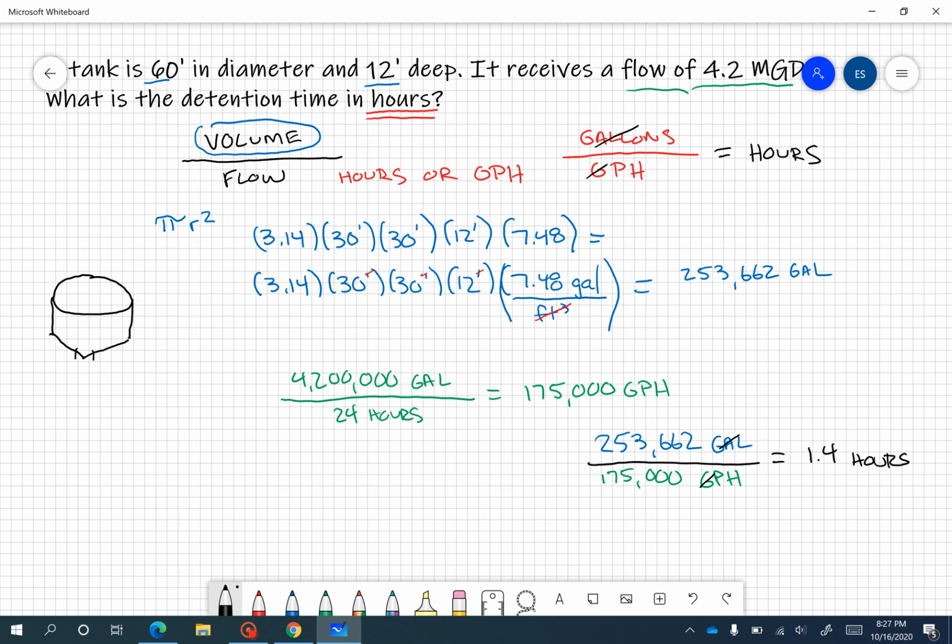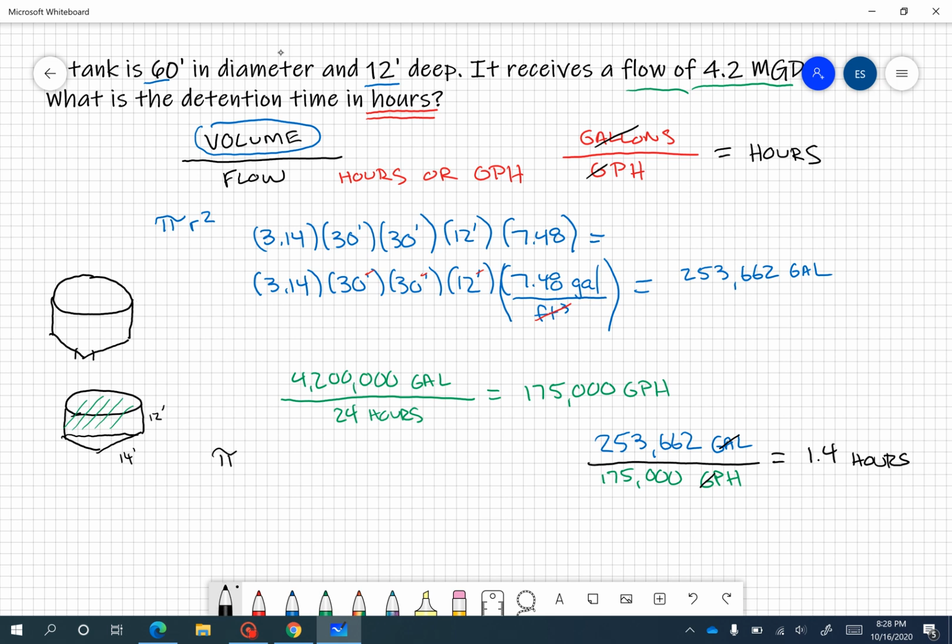So you may see a problem where they give you the dimensions of the tank, but then they mention that, let's say the tank is 12 feet deep at the sidewalls and 14 feet deep in the middle. So that volume is actually a little bit bigger. You have to account for the cone. So how do we do that? Well, the first thing we do is calculate the volume of the cylinder, just like we did. And we would write that out.